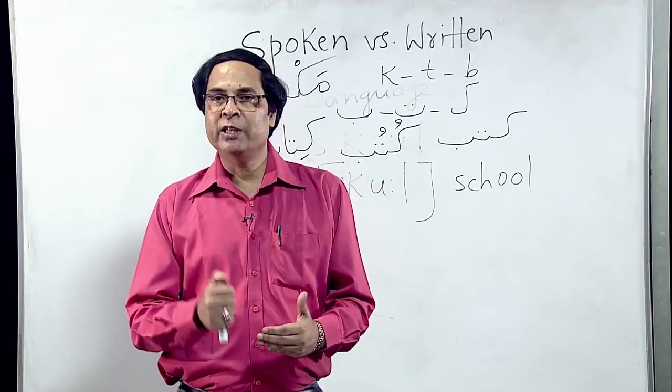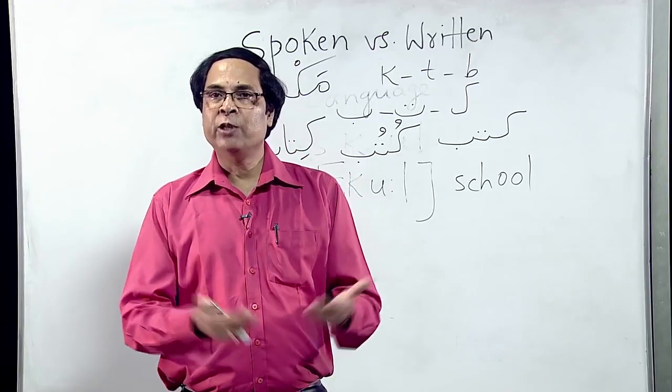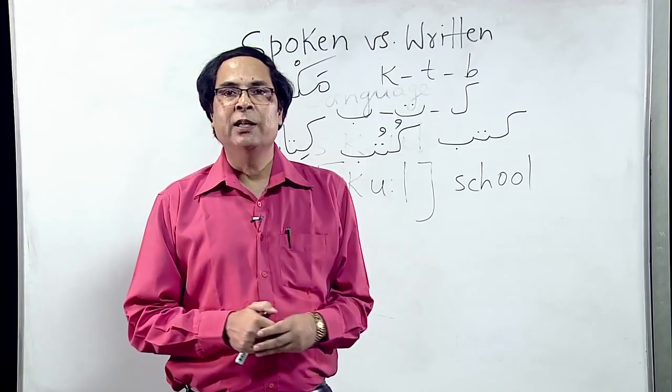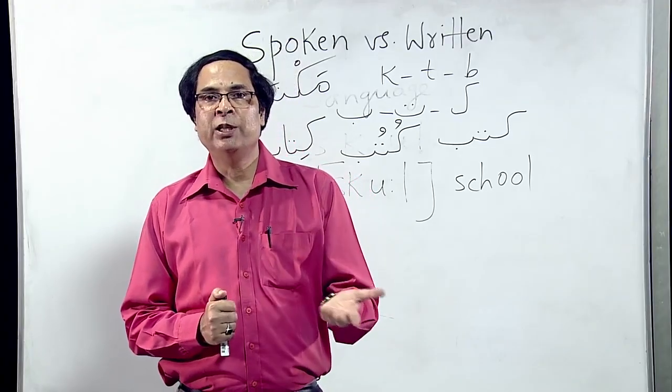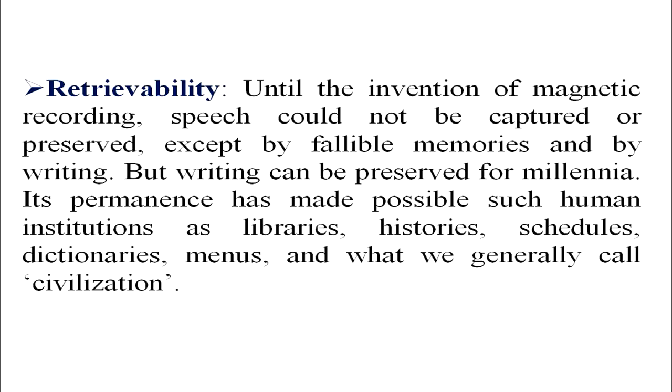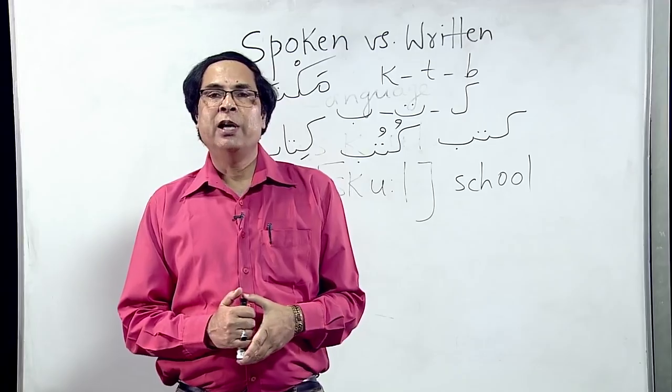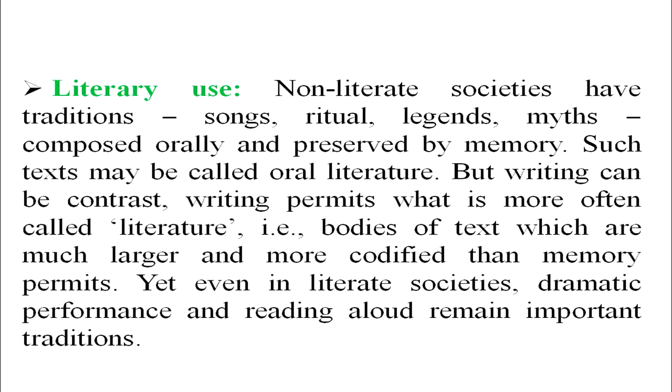But if the language is written, then you can always go back to it, you can always preserve it, and as I said, that is why civilizations are possible. We have histories written, we have libraries created, dictionaries and encyclopedias written. Literary use. Non-literate societies have traditions, songs, rituals, legends, myths composed orally and preserved by memory. Such text may be called oral literature. So that means the non-literate societies will have oral literature.